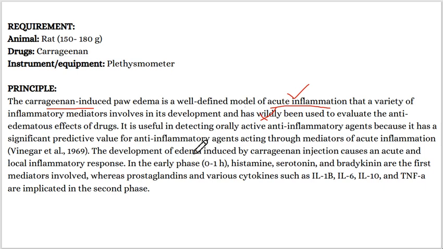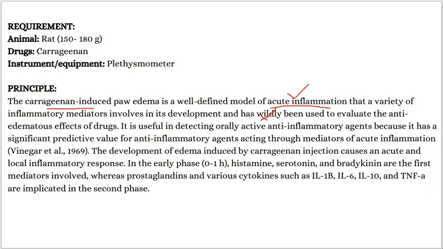That means immediate development of edema or an edematous condition when the carrageenan injection is given, at the local inflammatory response. In the early phase, histamine, serotonin, and bradykinin are the first mediators involved, and prostaglandins and various other cytokines such as interleukin and TNF alpha are implicated in the second phase.